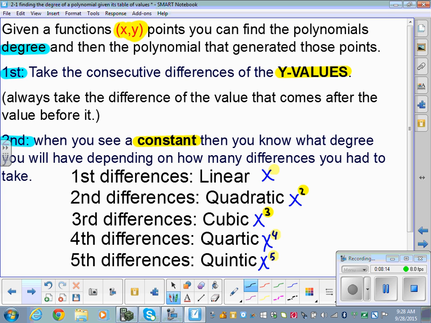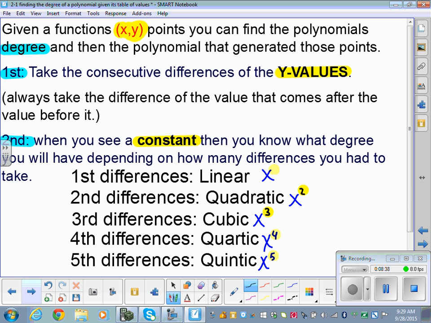And then if they're the same, it'll be quadratic. The second time you did it, if it was the same, it'd be quadratic. You take differences again, the third differences, and they're the same, it'll be cubic, meaning degree 3. And if you take fourth differences and they're finally the same, then it's going to be quartic. Quartic, 4 quarts in a gallon, right? Everybody, quarts. 4 quarts in a gallon, that's an easy way to remember quartic.